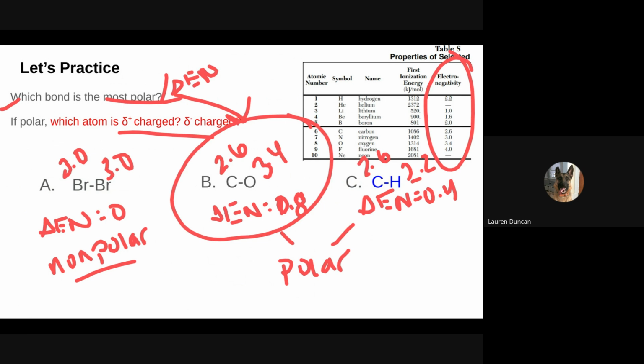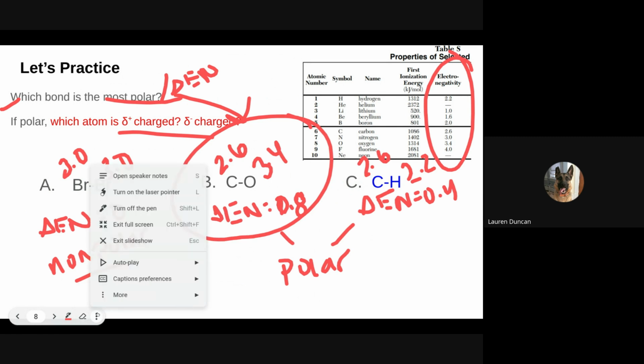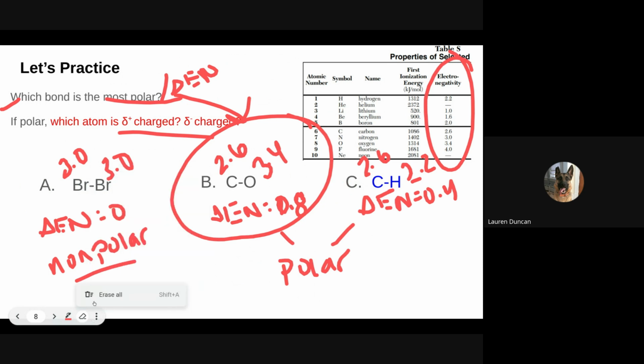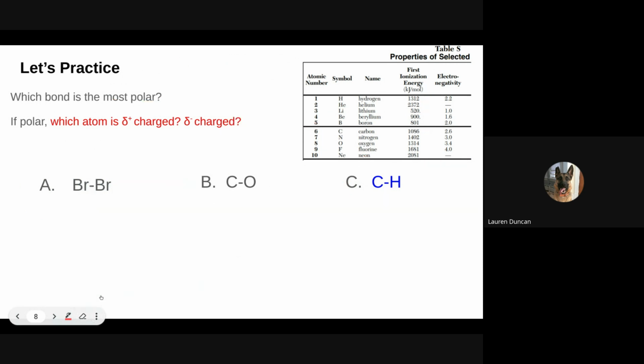Okay, so speaking of partial charges, both B and C are polar. So which end of the bond is positive and which end of the bond is negative in those two polar bonds? I'm going to have to clear my annotations because this pen I can't make it any smaller. But to go back to it, B and C are polar. So which end is positive, which end is negative?